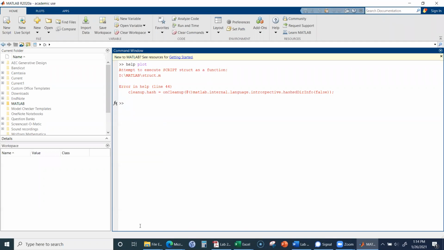But anyway, whenever you want to get some help from MATLAB, you will put help and then it will provide you some of the details. Yeah, anything else?